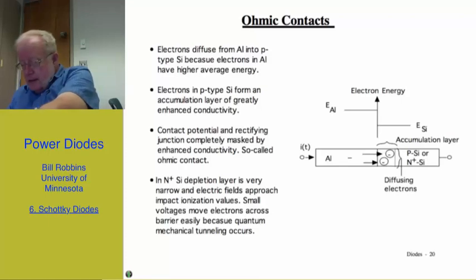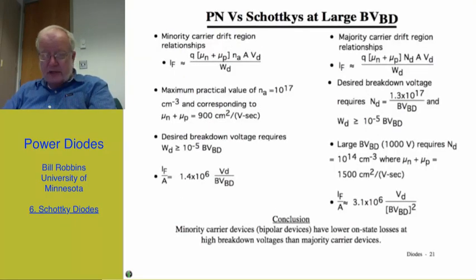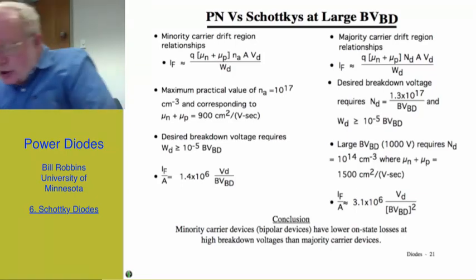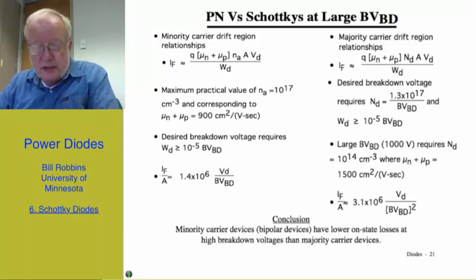Finally, it's probably worthwhile highlighting some of the differences between a Schottky diode and a p-n junction diode. Let's take the p-n junction diode first. Those are the equations here on the left-hand side. The minority carrier relationships in the drift region give us this equation for the forward current as a function of the diode voltage and the other circuit and diode parameters. We've already derived this equation.